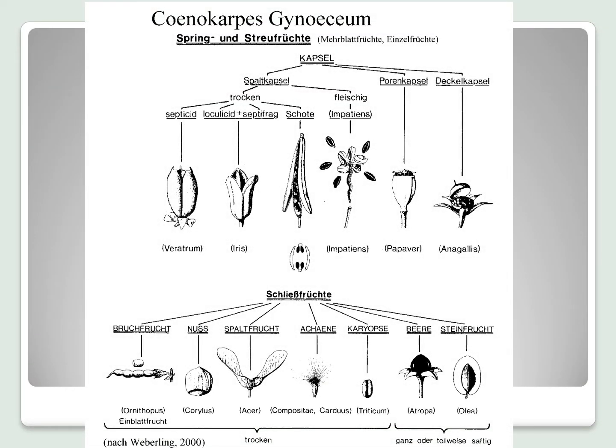The different terms for the fruit types are provided here in German and not translated into English, but there's currently no need to learn these because you will get all this information again in the laboratory classes during the next semesters.